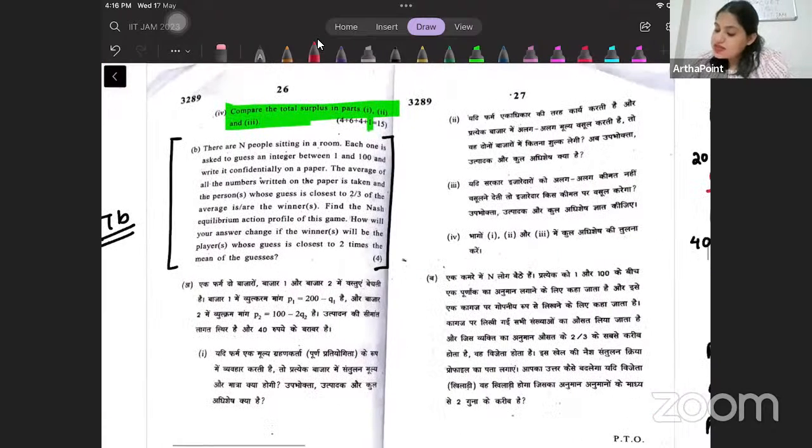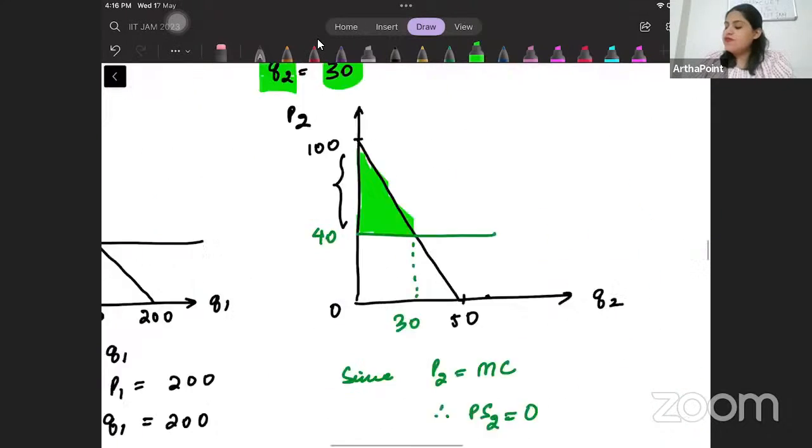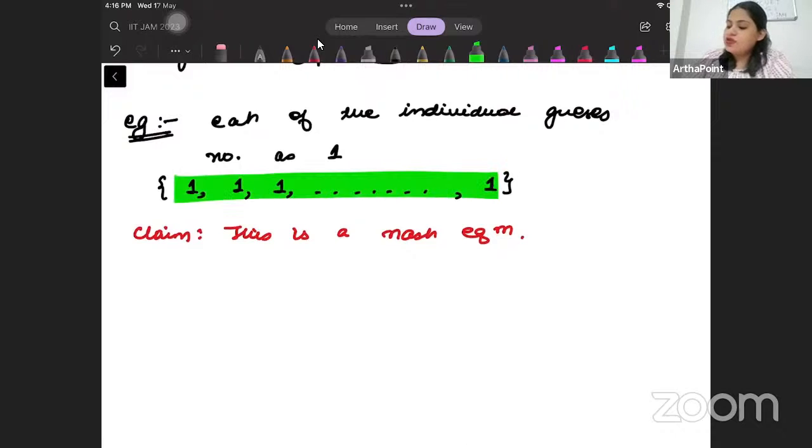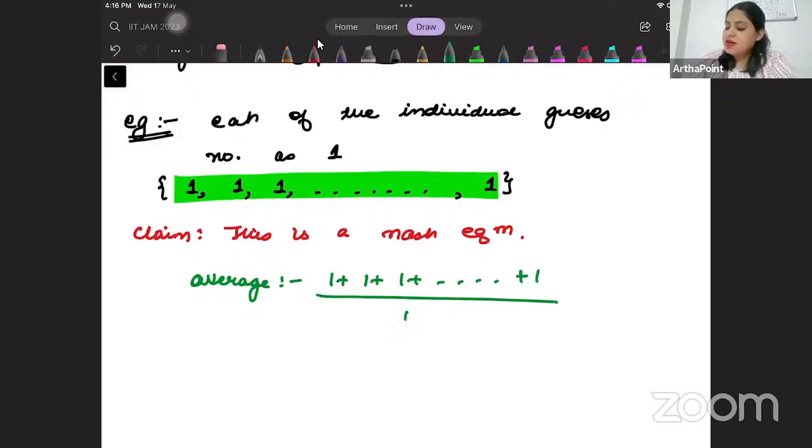Why? The question says to write it confidentially on the paper, the average of all numbers written on the paper is taken, and the person whose guess is closest to 2/3 of the average is the winner. So if I take the average of all these ones, beta, what will the average be? Average will be 1 plus 1 plus 1, with 1 coming n times, divided by the number of individuals, n. So it will be n by n. So the average will also be 1.